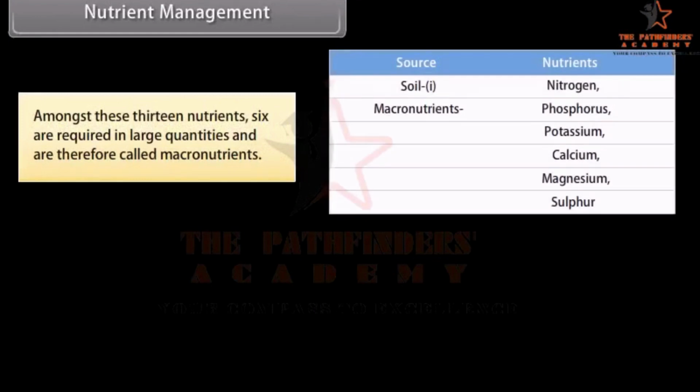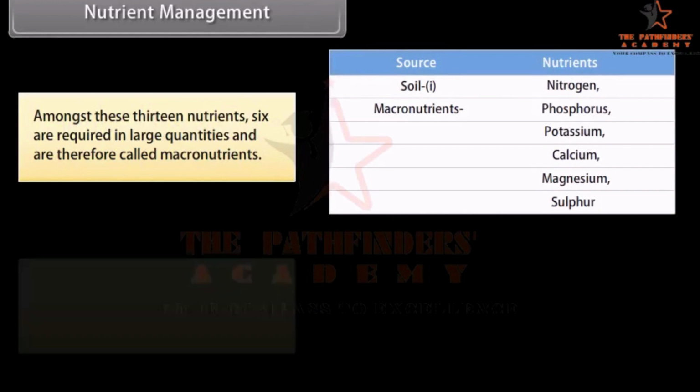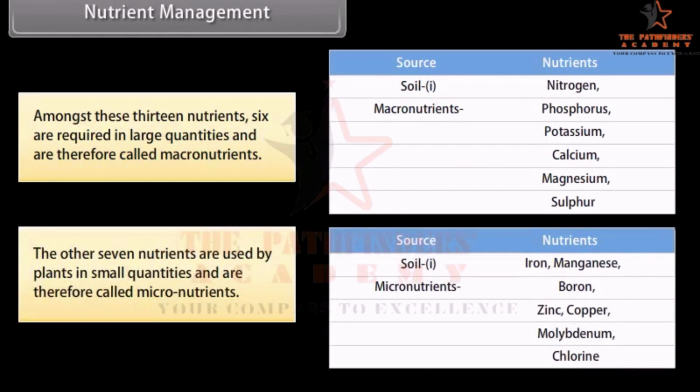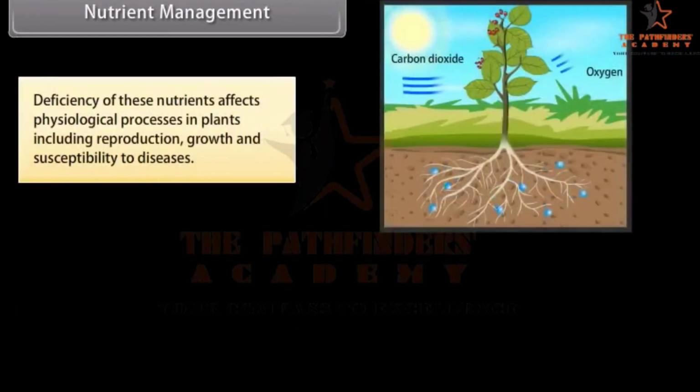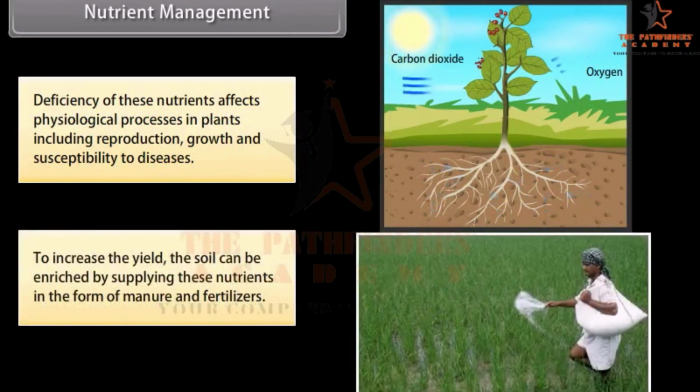Amongst these 13 nutrients, 6 are required in large quantities and are therefore called macronutrients. The other 7 nutrients are used by plants in small quantities and are therefore called micronutrients. Deficiency of these nutrients affects physiological processes in plants, including reproduction, growth, and susceptibility to diseases. To increase the yield, the soil can be enriched by supplying these nutrients in the form of manure and fertilizers.